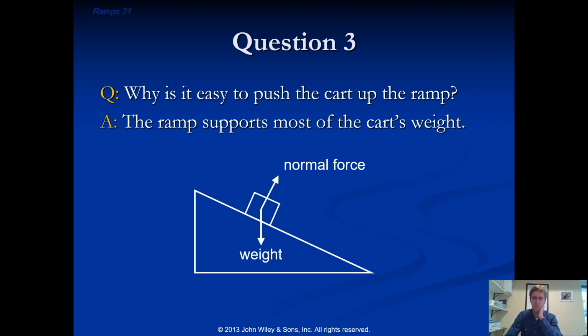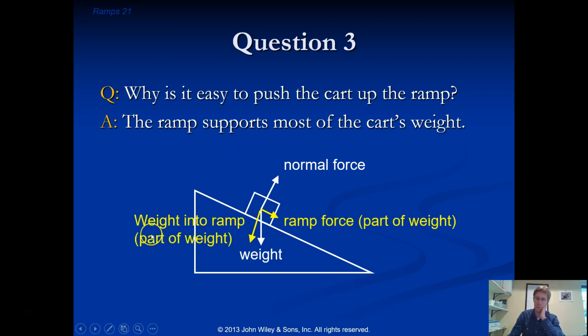And so since the normal force is perpendicular to the surface, it's going to support a chunk of the weight. Not all of it. A little bit of the weight is still going to be down the ramp, but part of the weight is into the ramp. So if you notice, remember we talked about vectors. Forces are vectors. I'm taking my weight and thinking about it as being two different forces. One that's into the ramp and one that's down the ramp. The part into the ramp is supported by the normal force, and then the part down the ramp is the only part that you have to oppose to push it up.